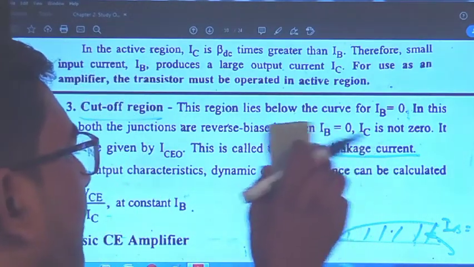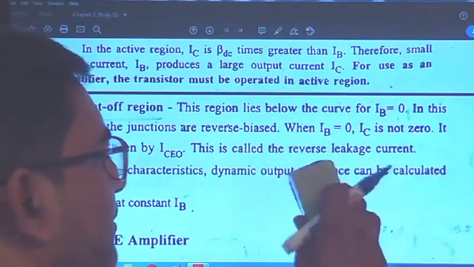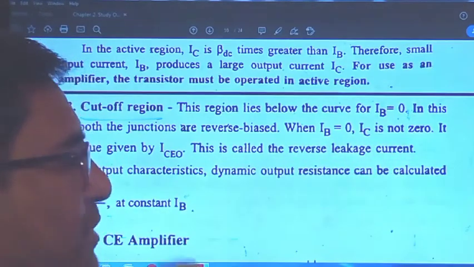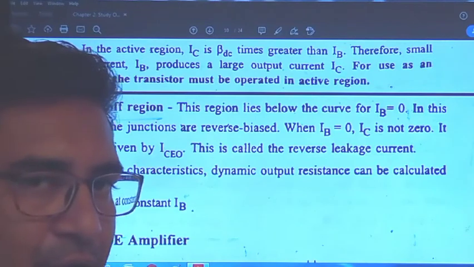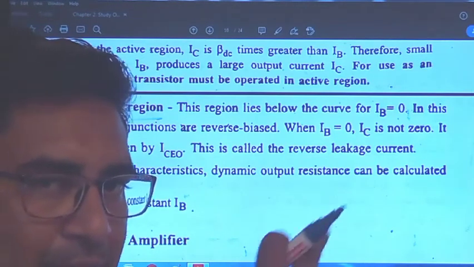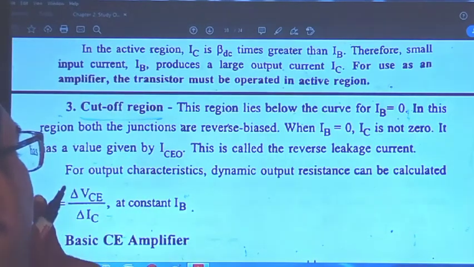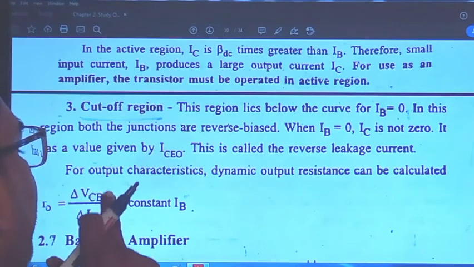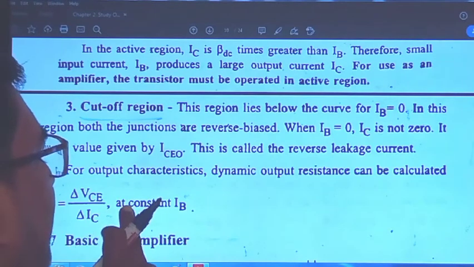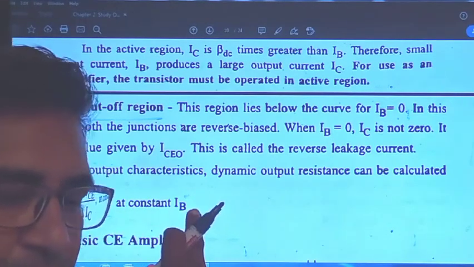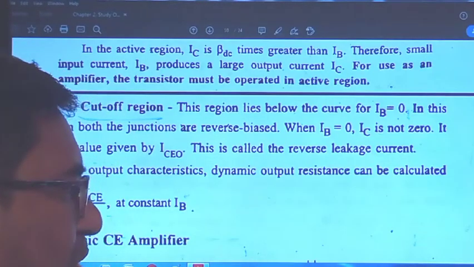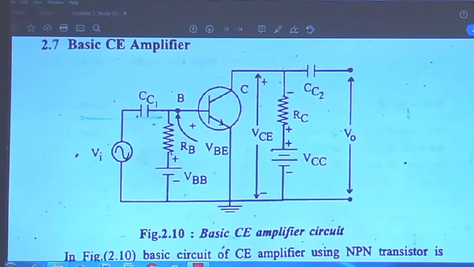Okay students, for the output characteristics, we have to calculate the output resistance. For calculating the output resistance, again the same technique applies. On any one curve, just mark two points and then you will get the value. Rho is equal to del VCE divided by del IC at constant IB. So this gives you the characteristics.